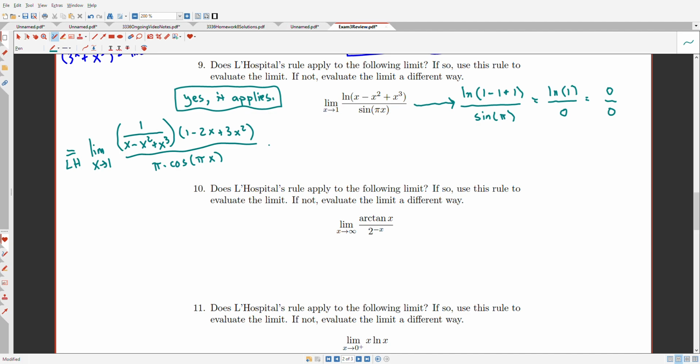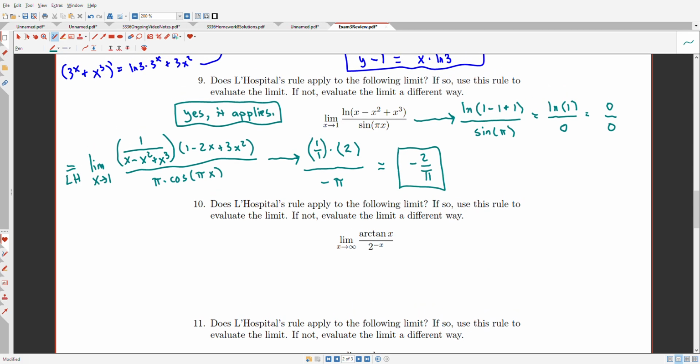And now maybe we can try plugging in x equals 1. When I plug in 1 to that numerator part, I get 1 over 1 in that first part, times, when I plug into that second part of the numerator, I get 1 minus 2 plus 3, so I just get 2. And then when I plug in 1 into the denominator, I get pi times cosine of pi, which is negative pi. So when I rewrite that, that's negative 2 over pi. So the full answer to this question is yes, the rule applies to the limit, and the limit equals negative 2 over pi.